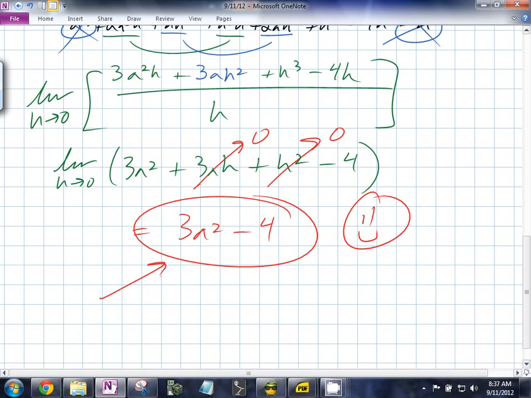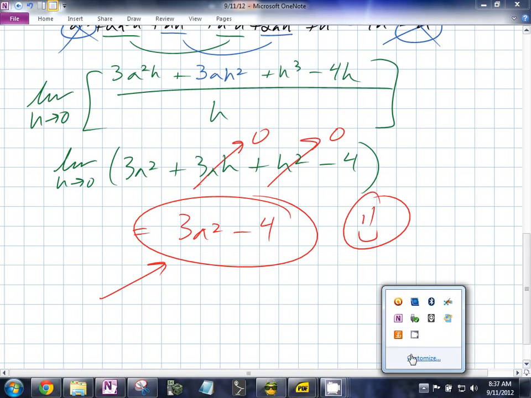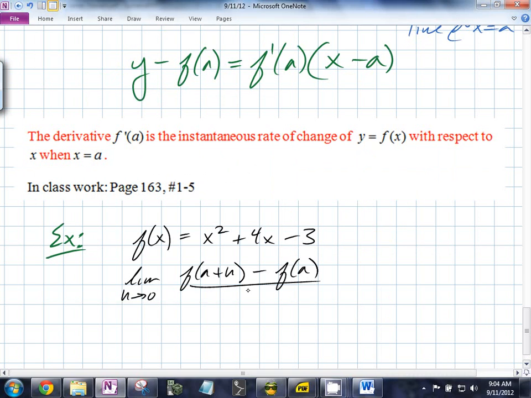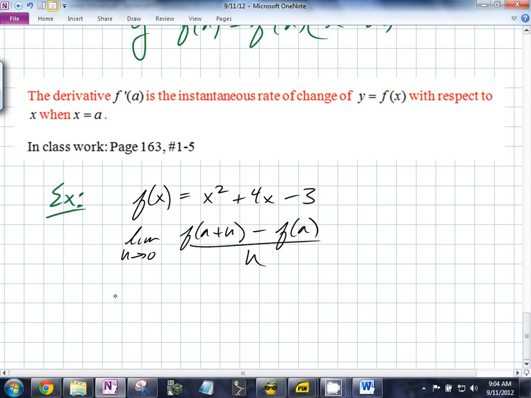Okay, that's good. What else you guys got? Minus what? F of a all over h. Well, that's going to be, I'm going to carry that down, a plus h squared plus 4 times a plus h minus 3 minus a squared minus 4a plus 3. Why am I doing plus 3 at the end there? Because you're subtracting it.